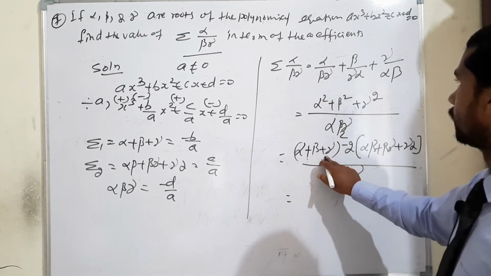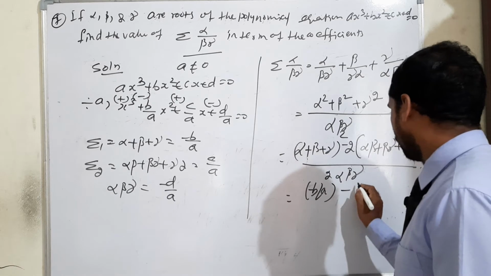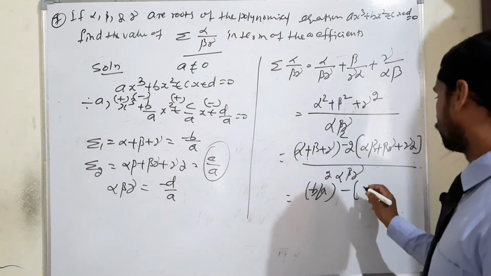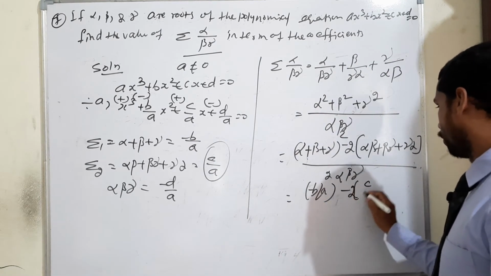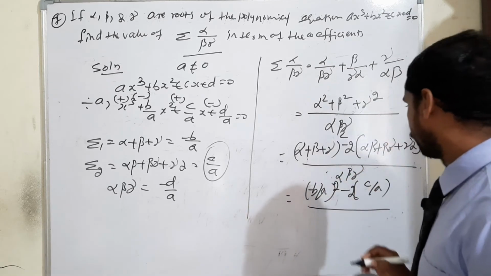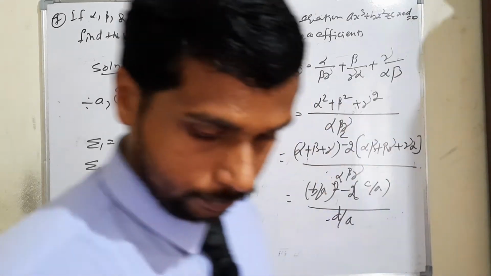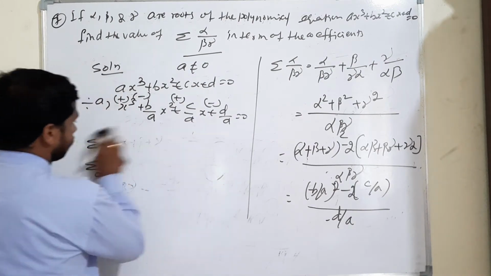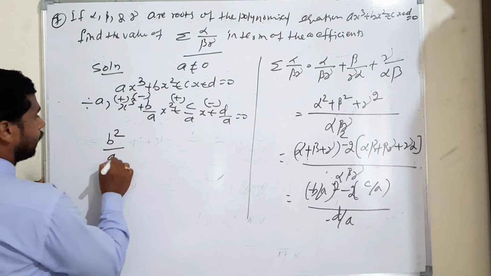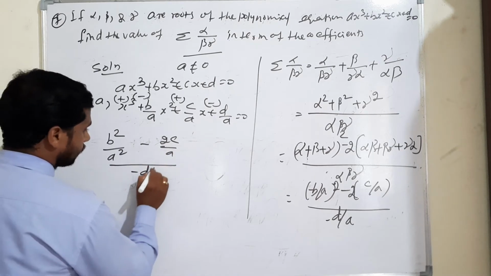Now, alpha plus beta plus gamma is minus b by a, isn't it? So, minus b by a the whole square minus 2 of sum of product of the roots taken 2 at a time, value we have c by a, isn't it? So, minus 2 into c by a, the whole term divided by, this is the whole square, okay, here. Now, alpha beta gamma is equal to minus d by a. So, minus b by a the whole square means b square by a square, then minus of 2c by a whole term divided by minus d by a.